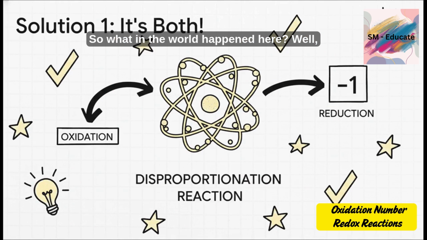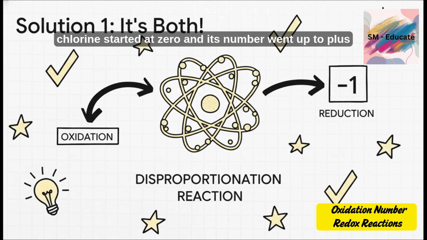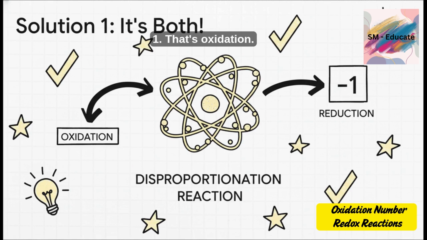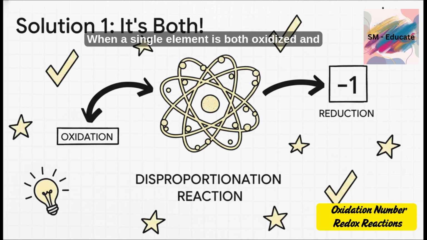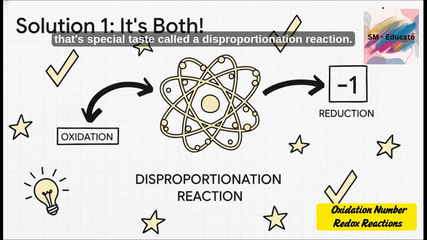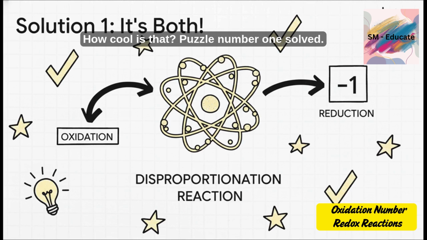So what in the world happened here? Well, chlorine started at 0 and its number went up to +1. That's oxidation. At the exact same time, it went down from 0 to -1, and that's reduction. When a single element is both oxidized and reduced in the same reaction, that's a special case called a disproportionation reaction. It's actually a super important process. It's how chlorine works its magic in swimming pools. How cool is that? Puzzle number 1 solved.